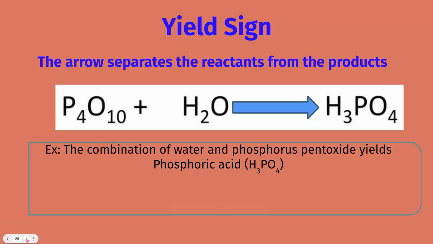The yield sign is the arrow that separates the reactants from the products. We formally call it the yield sign. So in this example, we have the combination of water and phosphorus pentaoxide yields phosphoric acid.